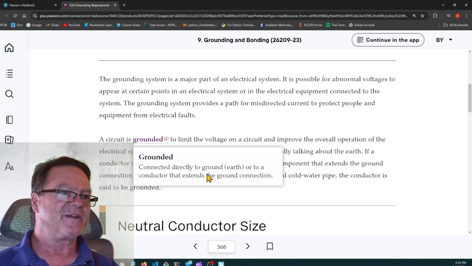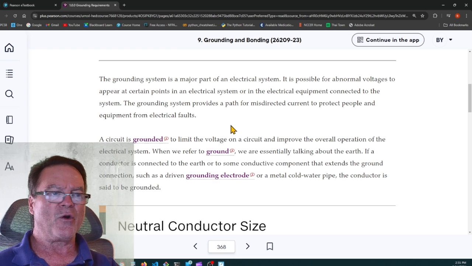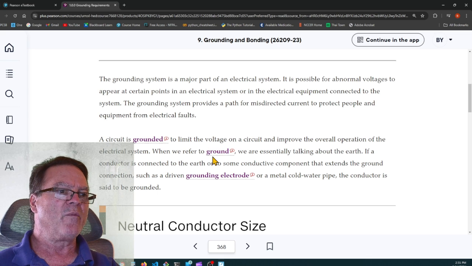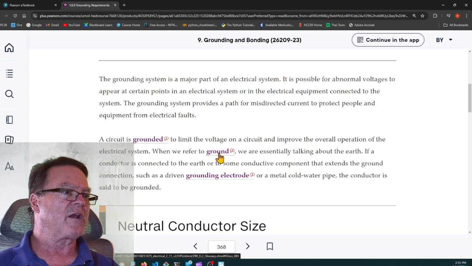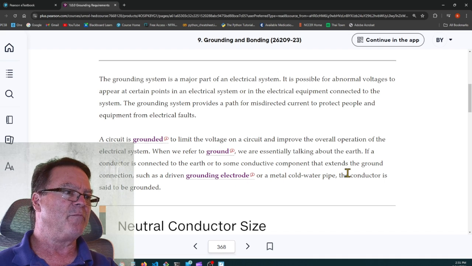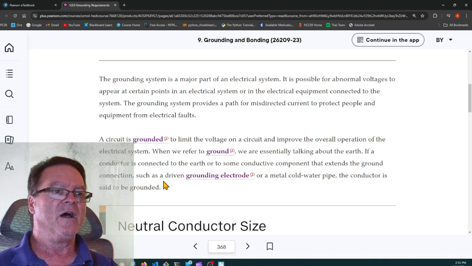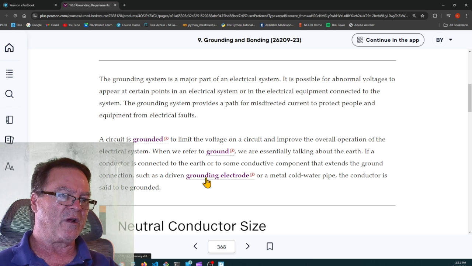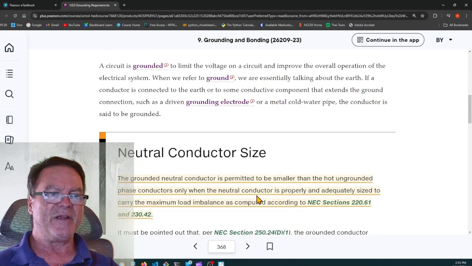Grounded is connected directly to ground or to a conductor that extends to ground. So when we say ground, we mean the earth we stand on. When we refer to ground, we're essentially talking about the earth. If a conductor is connected to the earth or to some conductive component that extends to the earth, such as a driven grounding electrode or a metal cold water pipe, the conductor is said to be grounded.